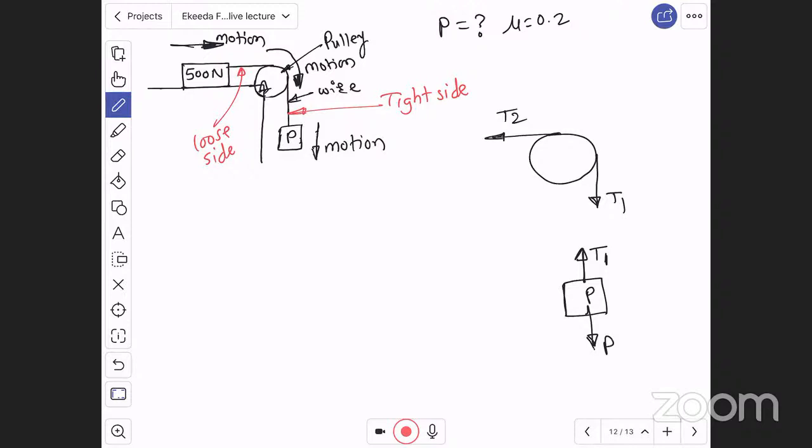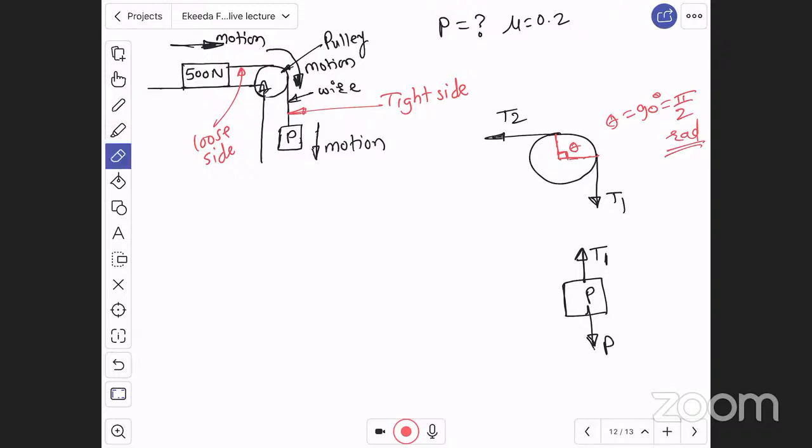Now, because the tight side and loose side have been identified, and tensions are always away from the device, let us understand the angle of contact. What is the angle of contact with the center? Can I say this is theta? The angle of contact theta is 90 degrees, which is pi by 2 radians.